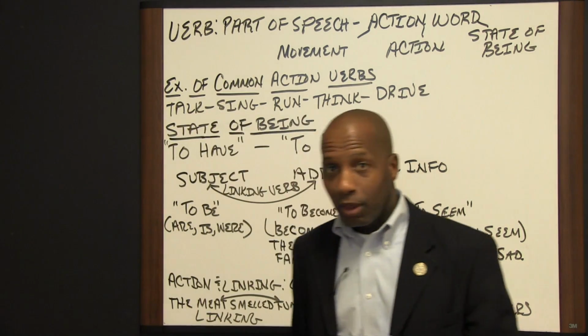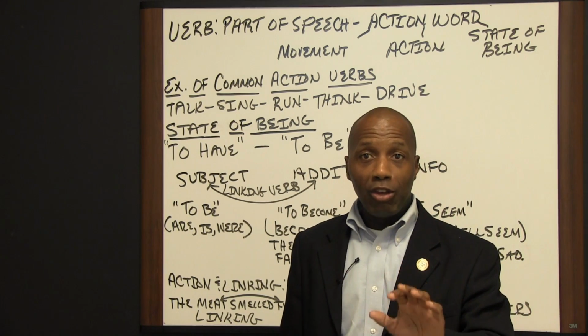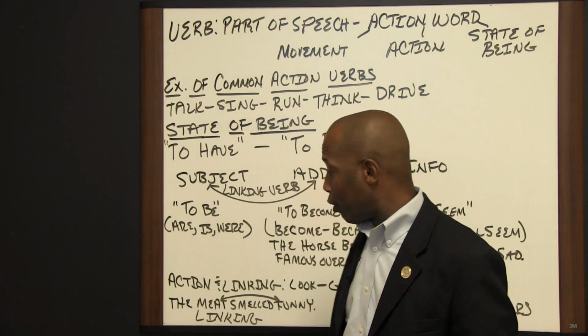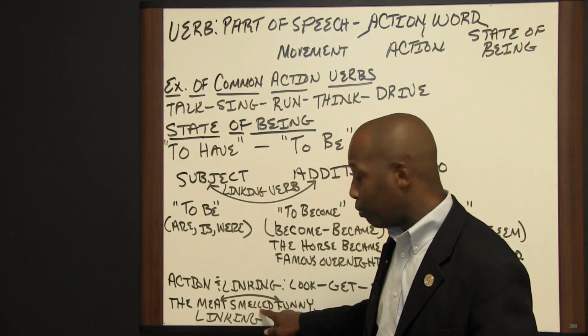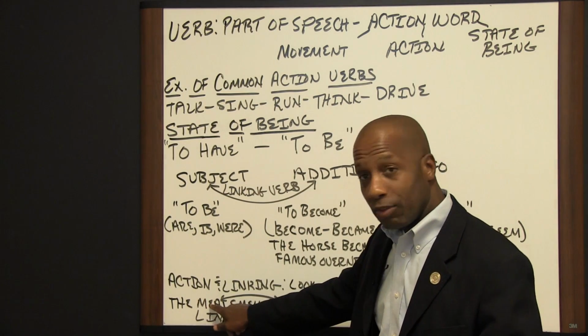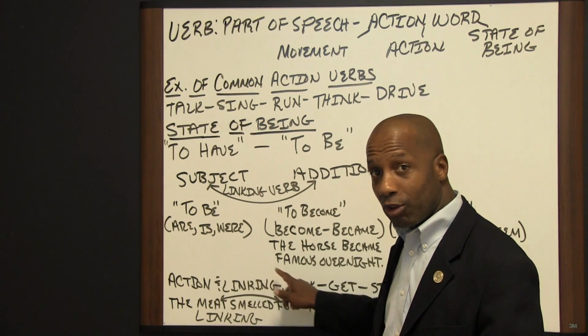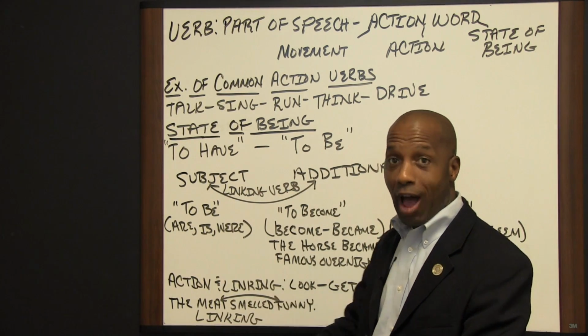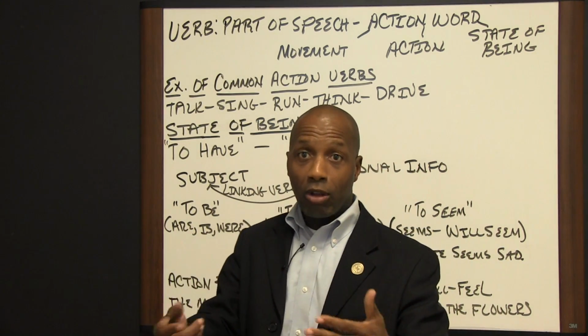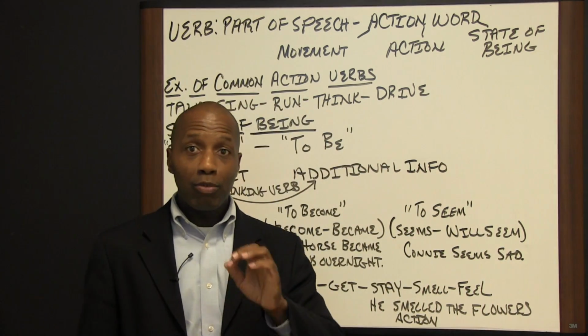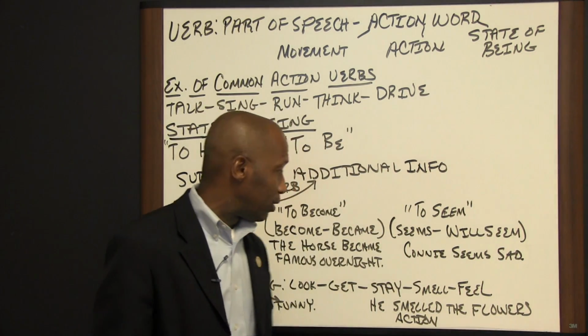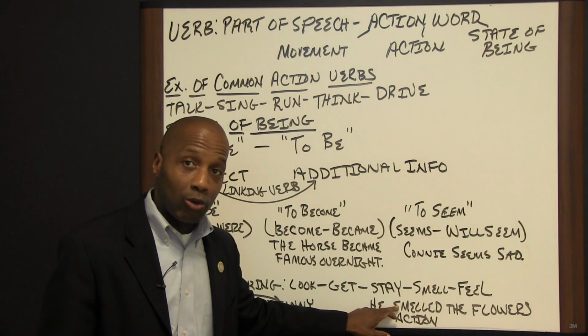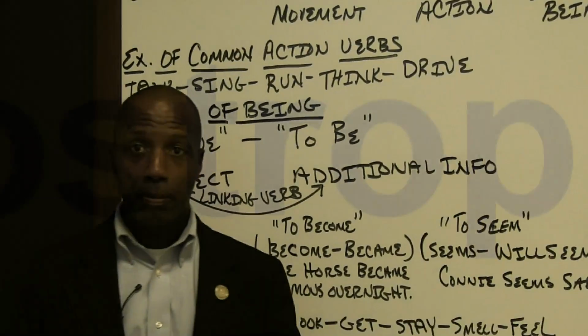For example, smell being used as a linking verb: the meat smelled funny, linking the subject meat with additional info, funny, describing the smell of the meat. Then smell as an action verb: he smelled the flowers.